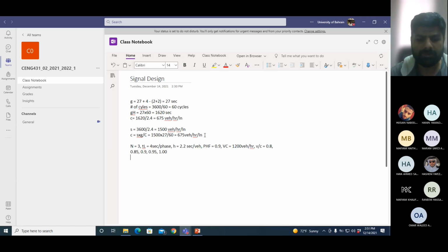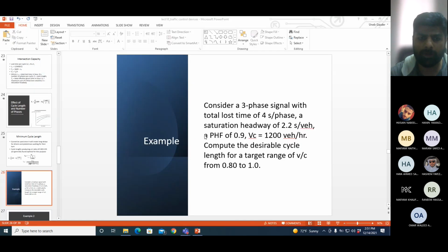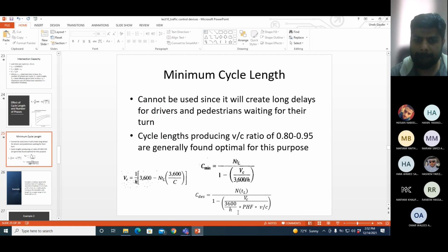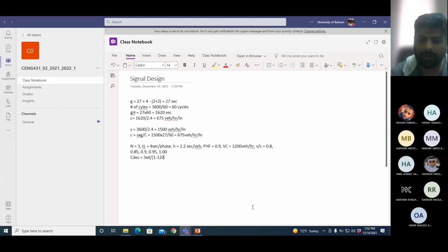C desirable equals, I have the equation here, N into TL, so 3 into 4, divided by 1 minus VC upon all these things. So VC is 1200 divided by 3600 upon H, which is 2.2, by peak hour factor, which is 0.9, multiplied by V by C ratio. Like I said, I'll start with 0.8. Tell me the value.